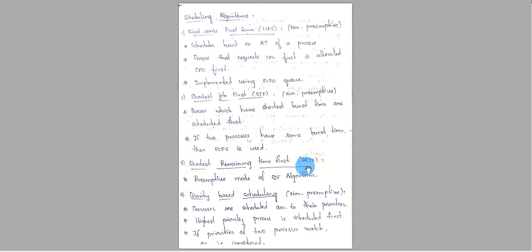Shortest remaining time first. This is exactly the same as SJF, but one thing that is different is that it is preemptive, but SJF is non-preemptive. Next, priority-based scheduling. It can be preemptive or non-preemptive. We'll consider the non-preemptive case.